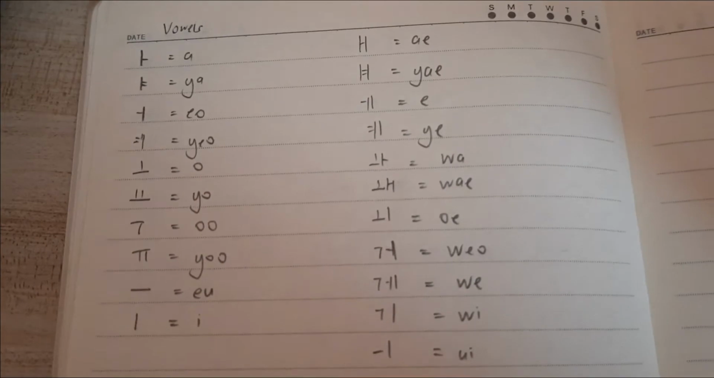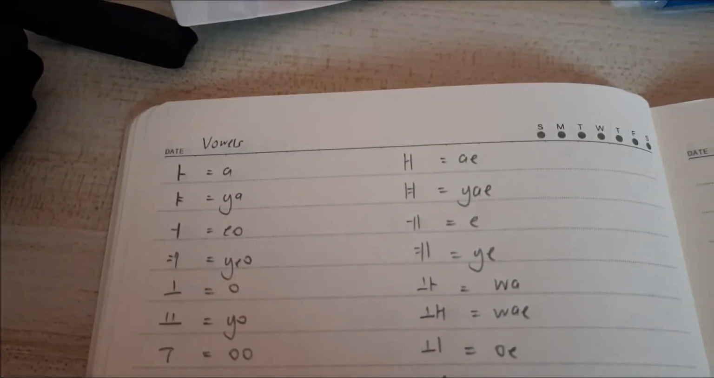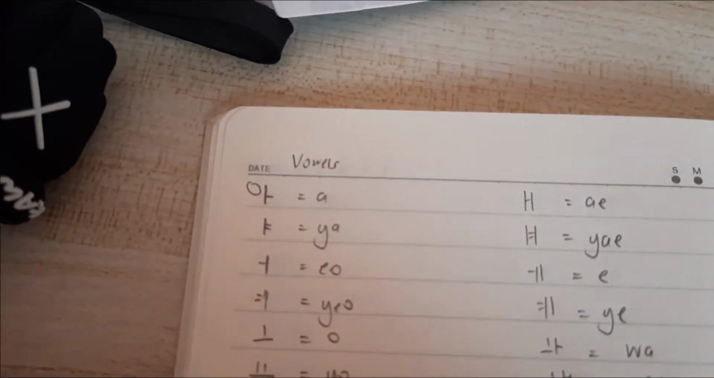So please don't write these vowels on their own like this. At least add a circle in the front like this. So for example, if you were to write this vowel, add a circle in the front like this. Yep. So that's the way to go. So let's go into it.